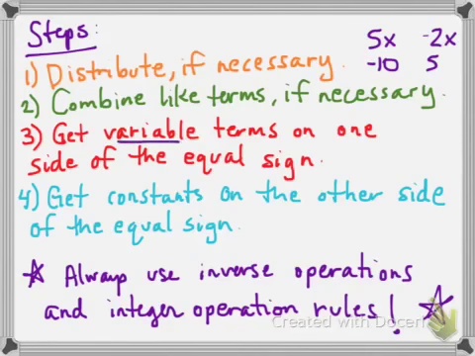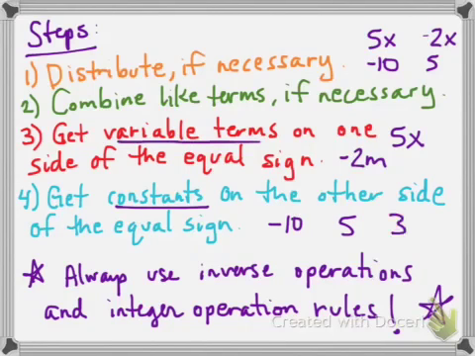By variable terms, we mean any term that has a variable with it. So again, for example, 5x is a variable term. Negative 2m is a variable term. Step 4, get constants on the other side of the equal sign. So again, constants are just numbers by themselves. And even 1/2 would be an example.